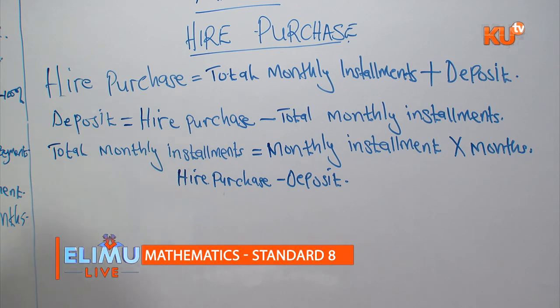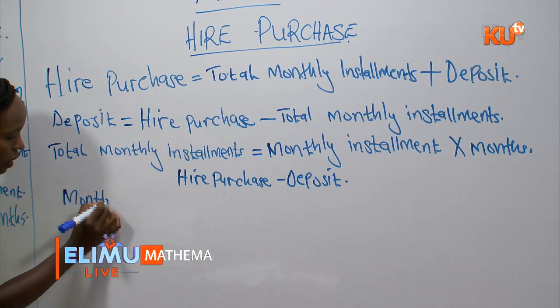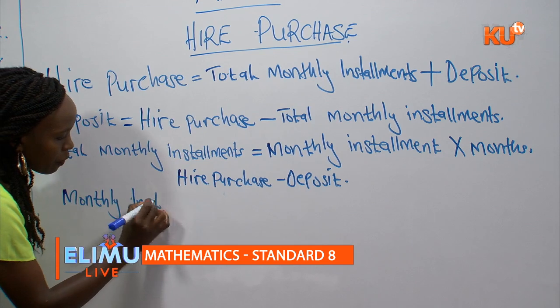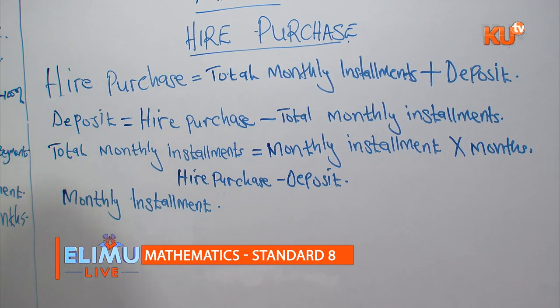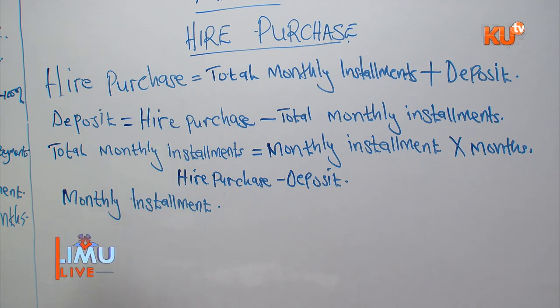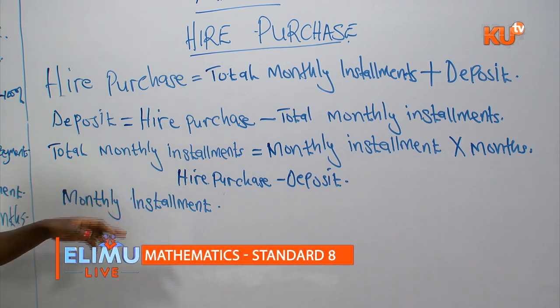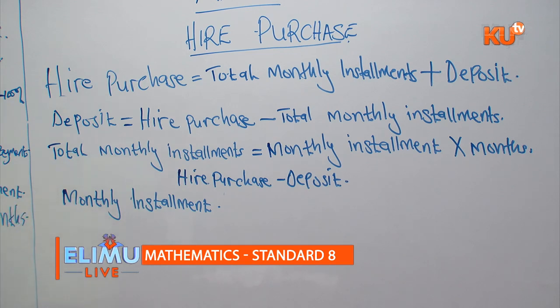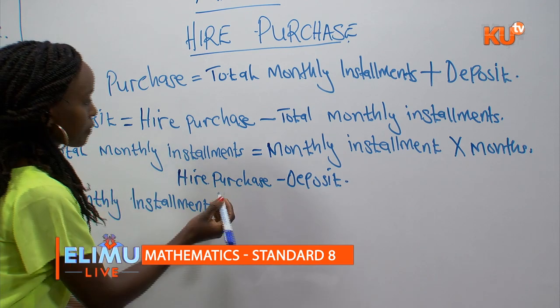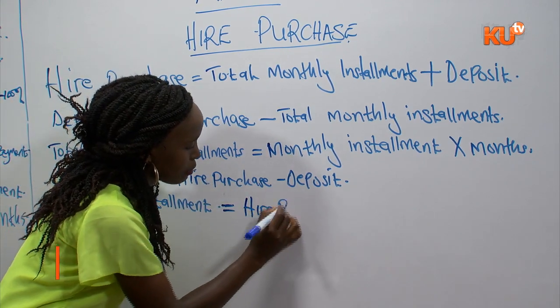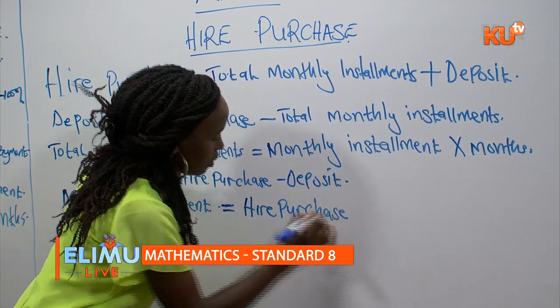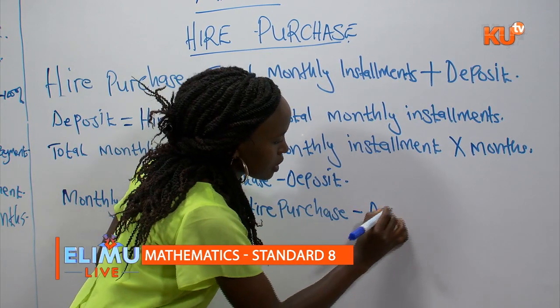Then we have what we call the monthly installment. For me to get the amount that a person pays per month, what am I supposed to do? You take the hire purchase minus the deposit, divide by the number of months. So you take the hire purchase minus the deposit.